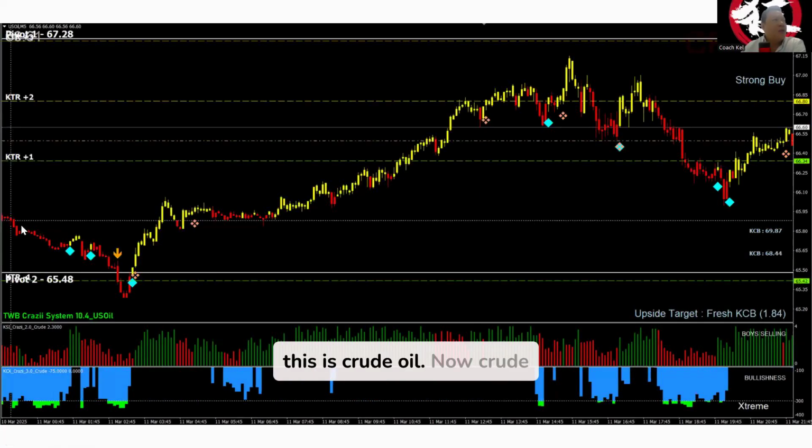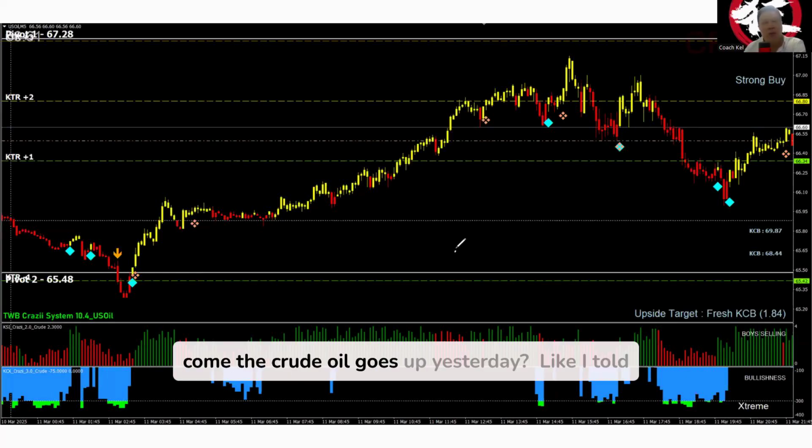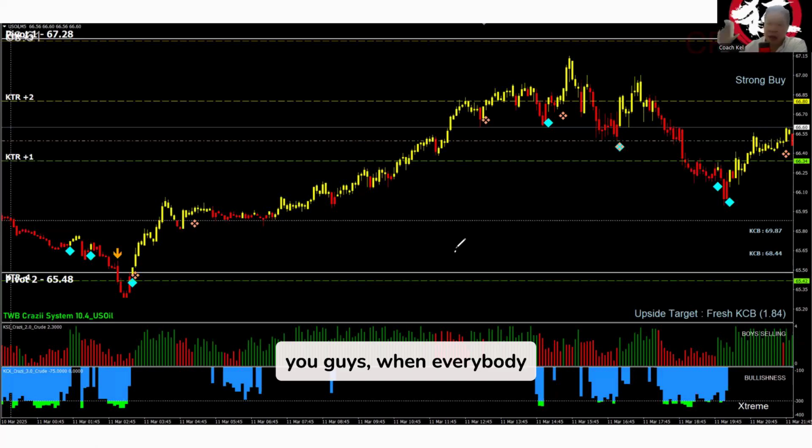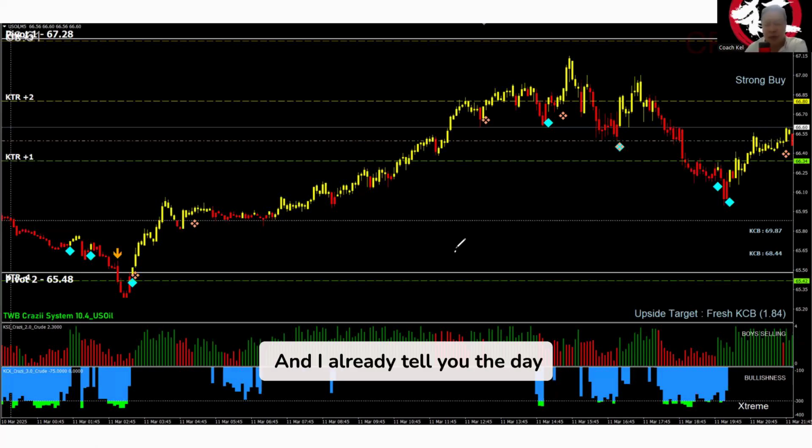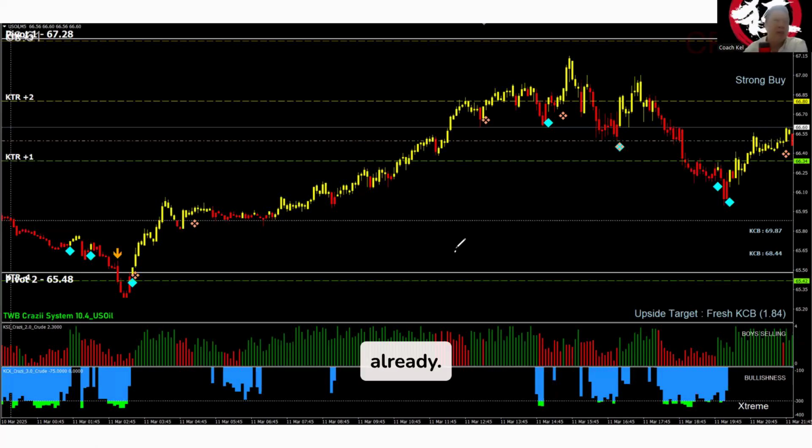Okay, so this is crude oil. Now, crude oil yesterday went up, right? And people say, how come the crude oil went up yesterday? Like I told you guys, when everybody sells, that's where you go and buy. So yesterday when the market was coming down, crude oil didn't go down. And I told you the day before that, crude oil can start to watch out already.